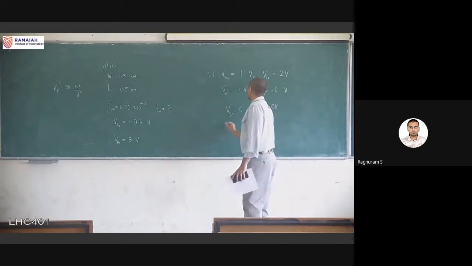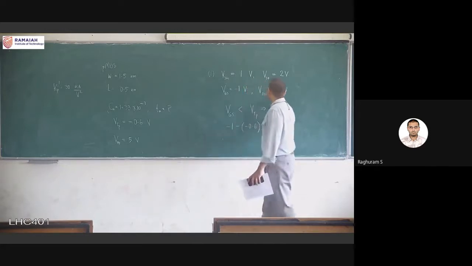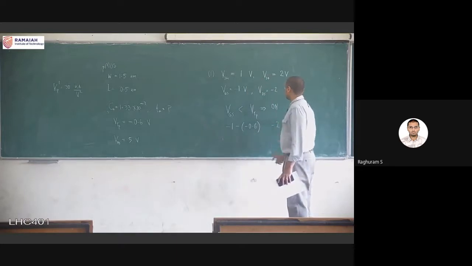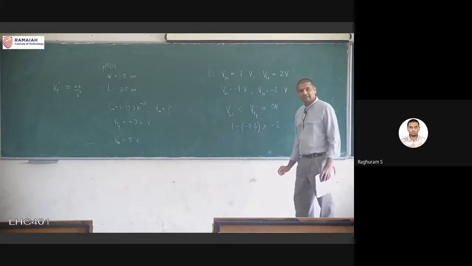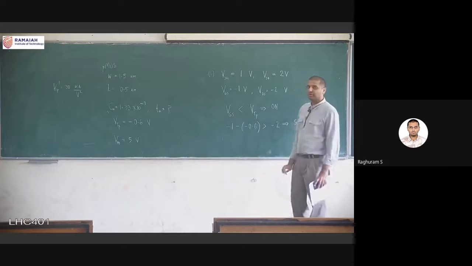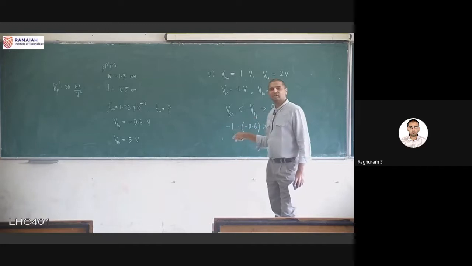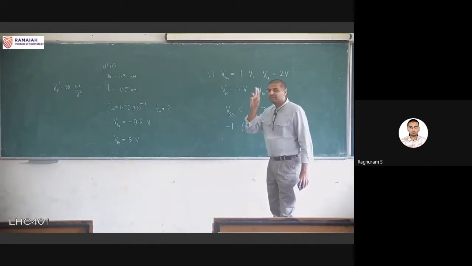So for that, VGS minus VT is minus 1 minus of minus 0.6, versus VDS of minus 2. Minus 1 plus 0.6 is minus 0.4. So VGS minus VT is greater than VDS. This means that it is in saturation. The conditions for saturation and linear are reversed. But once we find out it is in saturation, then directly use the saturation current equation. The saturation current equation doesn't change.